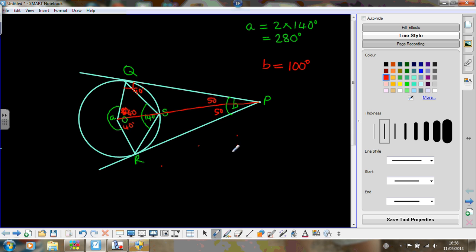So adding them both together. The other thing they could have done is use the quadrilateral. You know that's 80, and these two are 90. So you've got 180 plus 80, and then take that away from 360, and that will give you your answer, 100 as well.